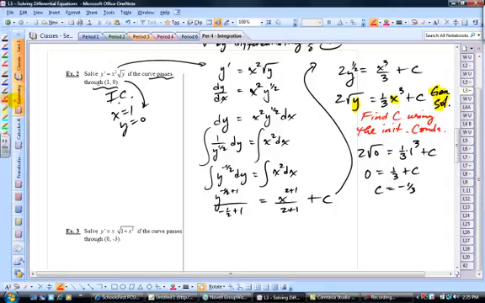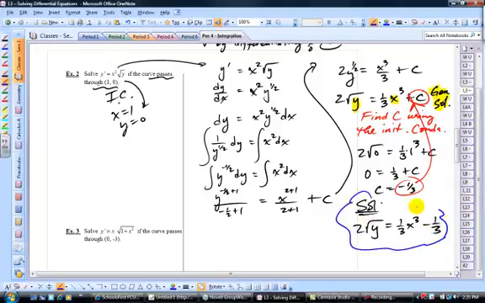You substitute that back in right up top here, right there, and you'll get your specific function. So my solution now, as a function here, is 2 times root y is equal to 1/3 x cubed minus 1/3. Okay, and that is my solution to the problem. So let's highlight that. There we go.